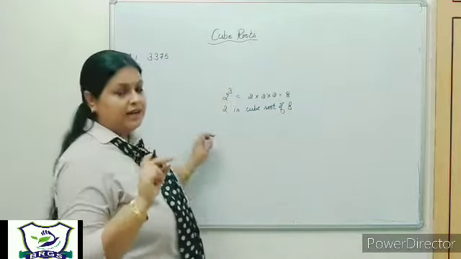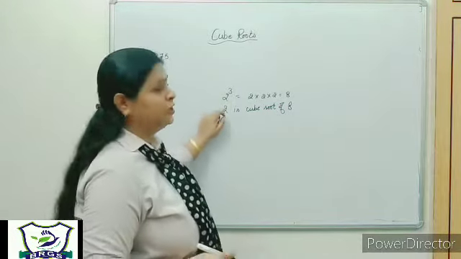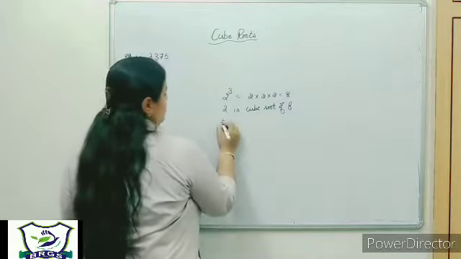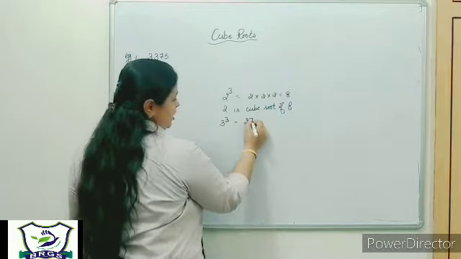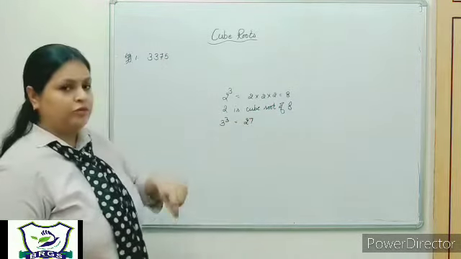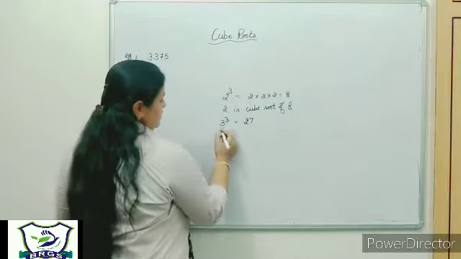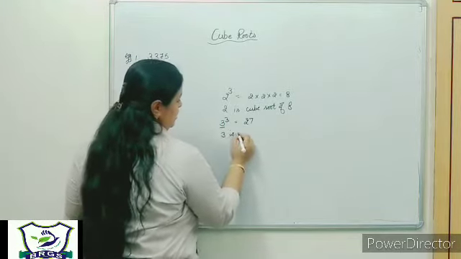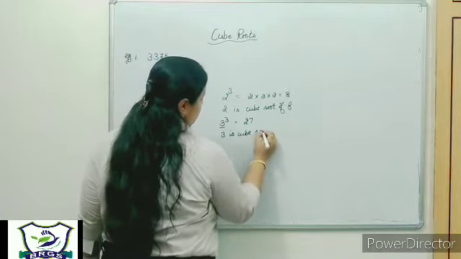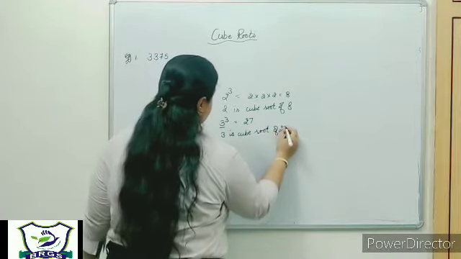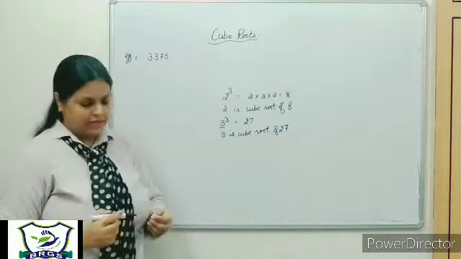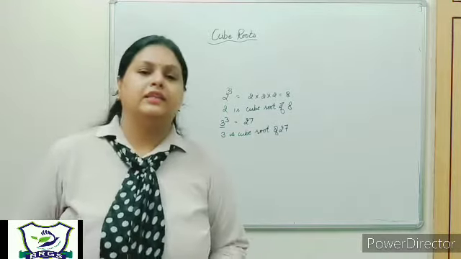The number that is multiplied thrice, it is called cube root. So 3 cube is 27. So what is the cube root of 27? Cube root of 27 is 3. 3 is cube root of 27. Now the question is how to find this cube root.